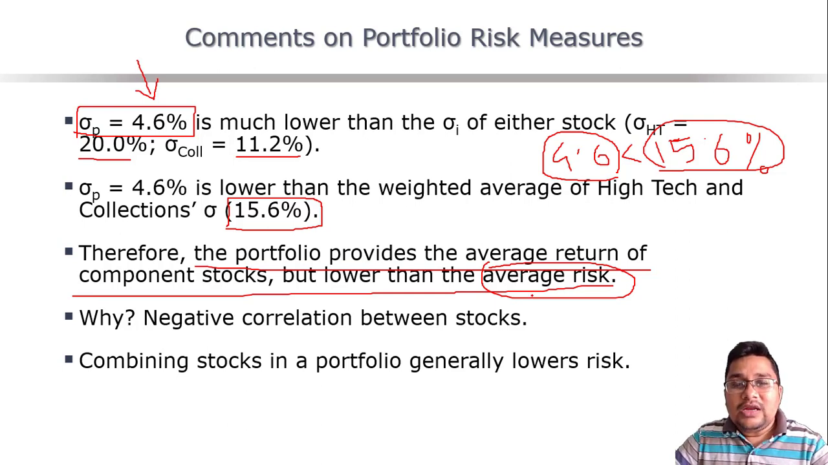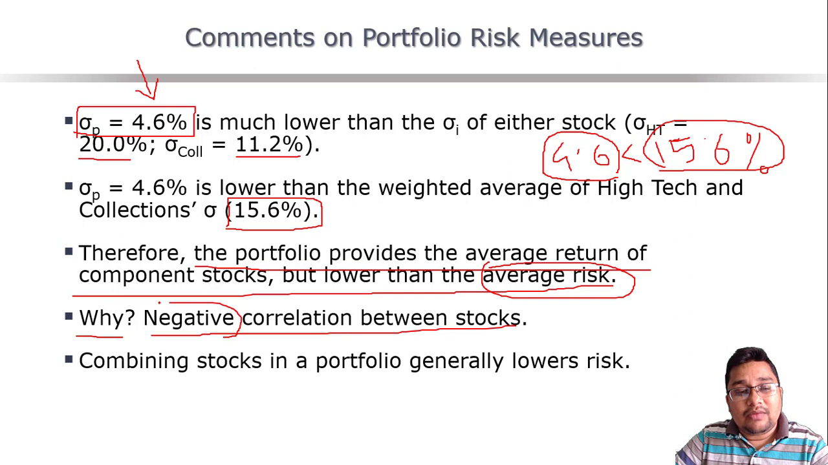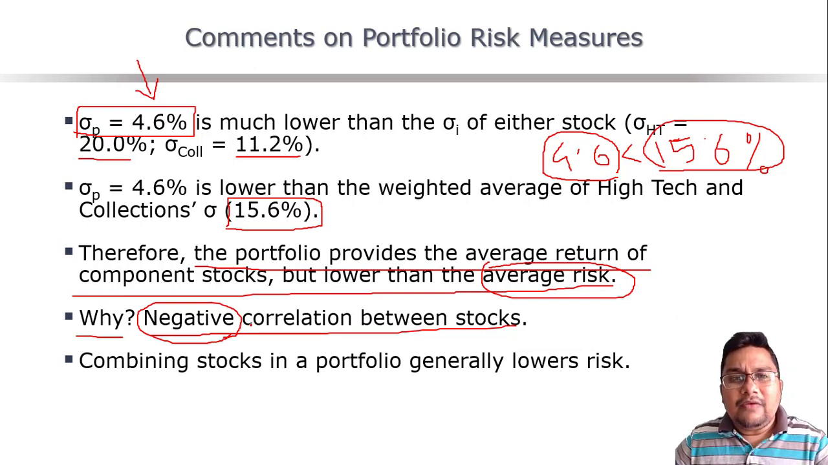So why does it happen? That is a very interesting question, and the answer is because of the correlation between the two stocks. Okay, it can sometimes be negative. If the correlation is negative, the risk will be reduced significantly. But if the correlation is less than 1, and even if it is positive, still the risk will be reduced in case you invest in a portfolio. That is the diversification benefit.